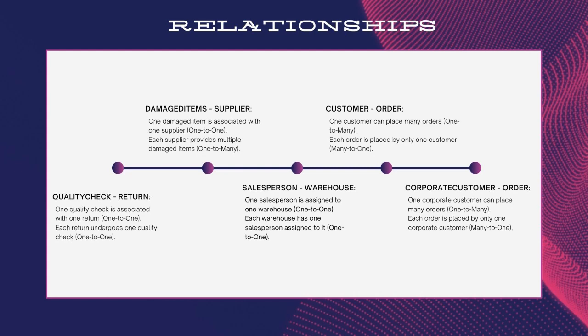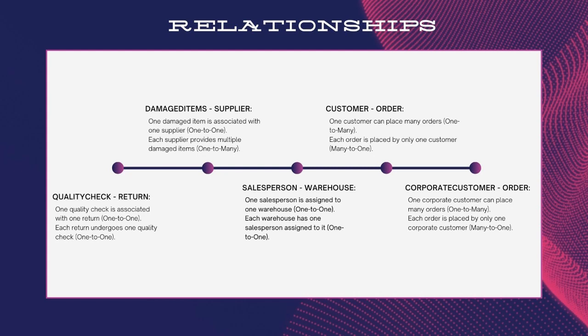So next is salesperson to warehouse. One salesperson is assigned to one warehouse. Each warehouse has one salesperson assigned to it. Next, customer to order. One customer can place many orders, and each order is placed by only one customer. Corporate customer to order. One corporate customer can place many orders. Each order is placed by only one corporate customer.